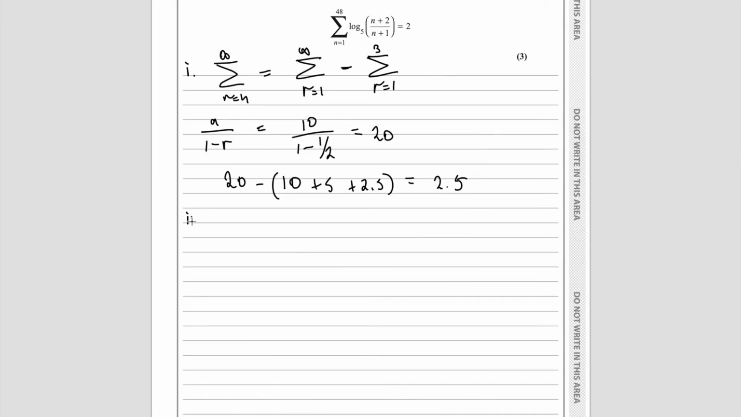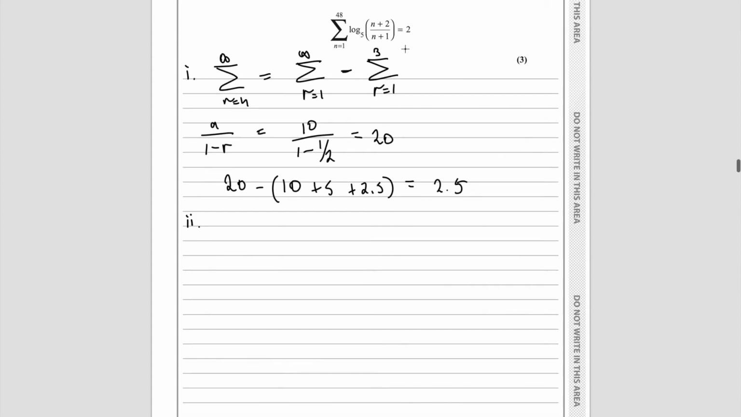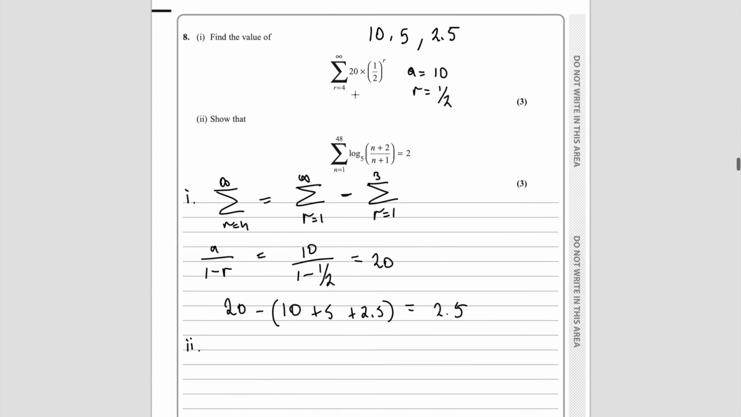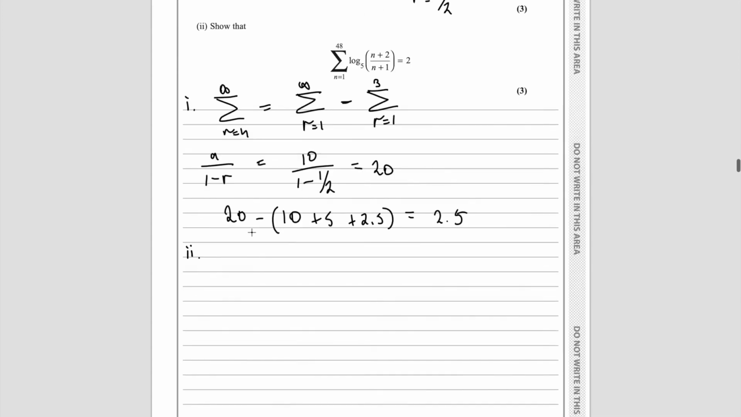For part II, what we're asked to do is to show that the summation from n equals 1 to 48 of this quite messy looking logarithmic expression here is equal to 2. Now this is quite different to the previous summation where we didn't have 1 at the bottom and we had infinity at the top. Here we have 1 at the bottom and 48 at the top, which means that we don't have to split this up into 2 separate summations, and we don't have to involve all sorts of sum to infinity formulas like we did on the previous part of the question.